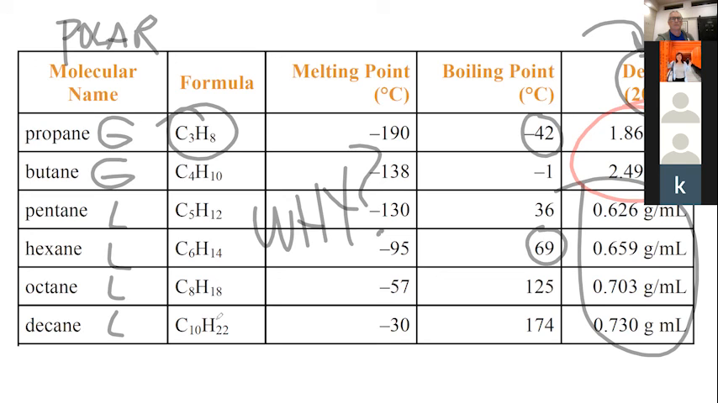Hydrogen bond. Not all polar molecules can hydrogen bond. Water can. Remember, for hydrogen bonds, you need to have oxygen, nitrogen, or fluorine attached to hydrogen. So not all polar molecules can do that. Water can do that. But polar molecules can do something else.